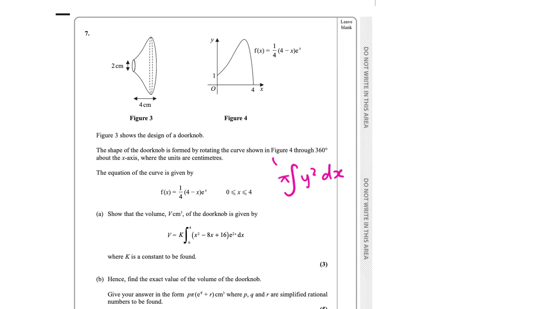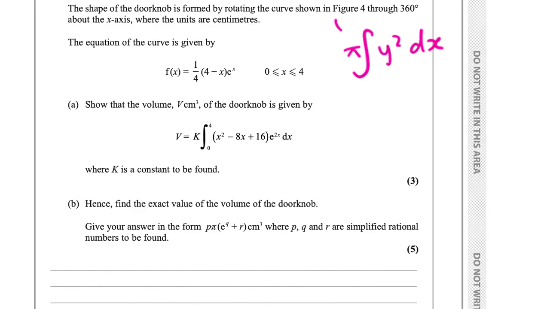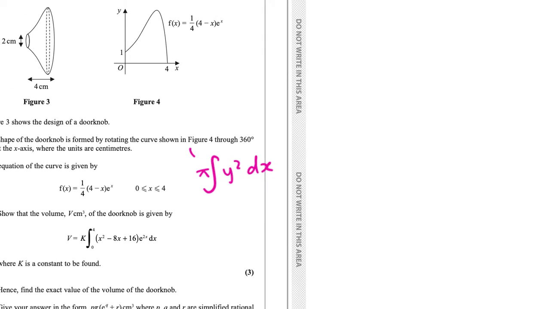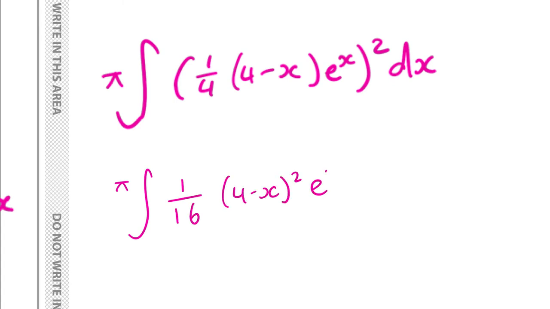Okay, so here is the equation of the curve. It's wonderful. Now, it says, show that the volume of the doorknob is given by this equation. So what do we have to do? We have to integrate pi, and we're going to square a quarter, 4 minus x, lots of e to the x, all squared with respect to x. So what do we get? What's a quarter squared? 1 over 16. 4 minus x squared, e to the power of 2x with respect to x.